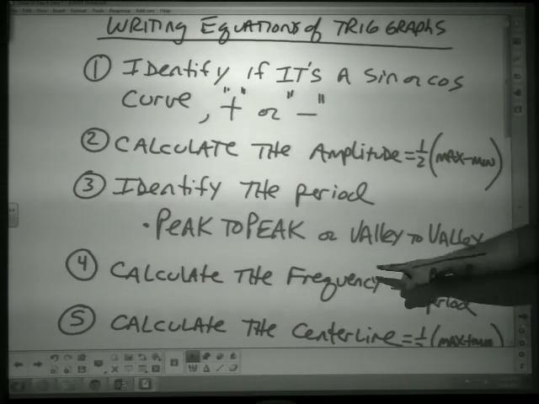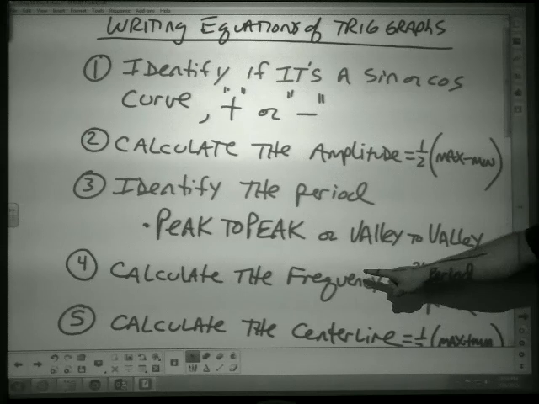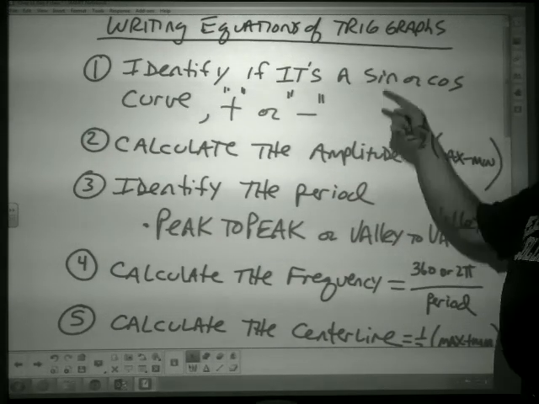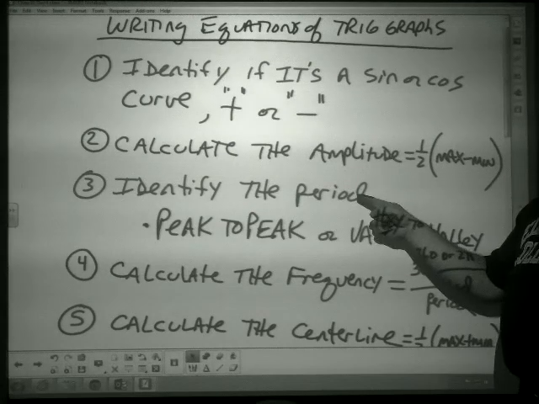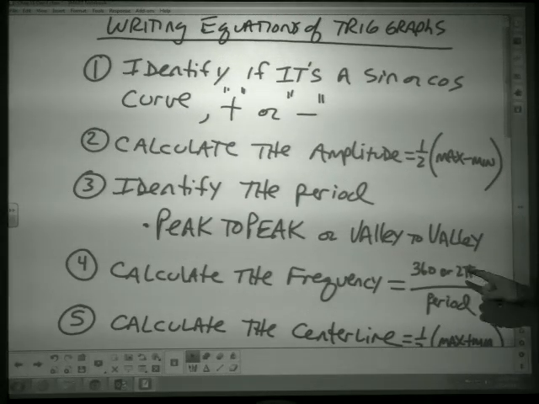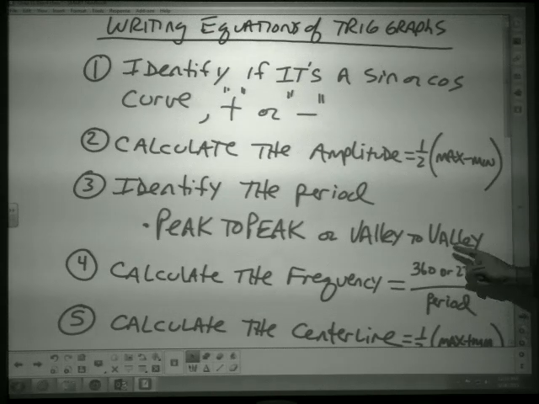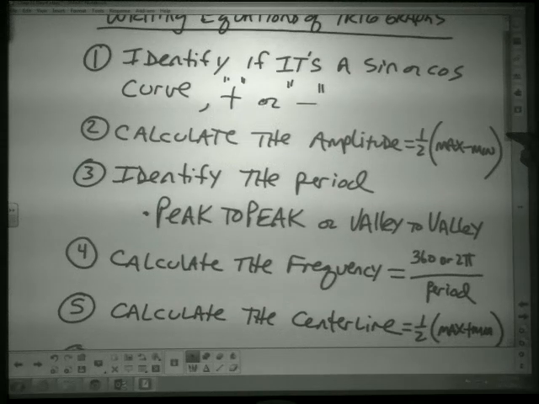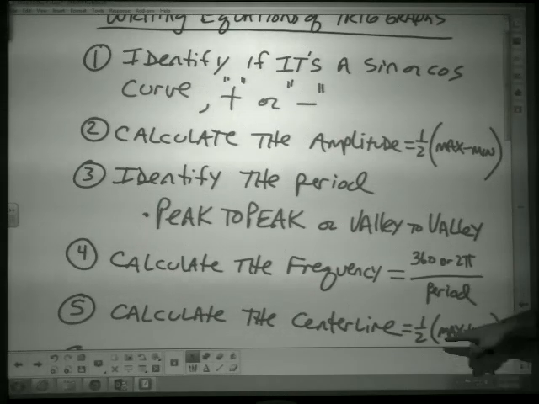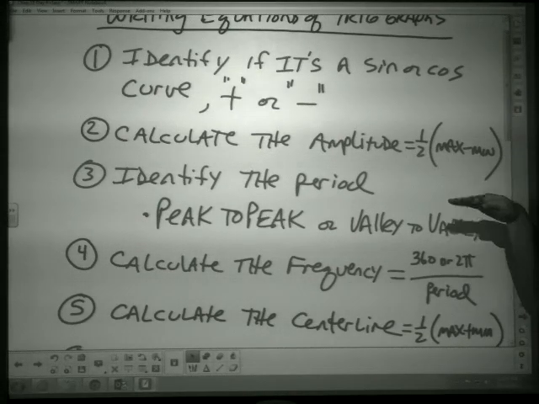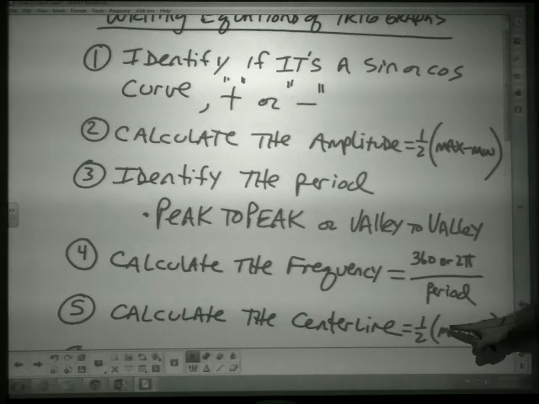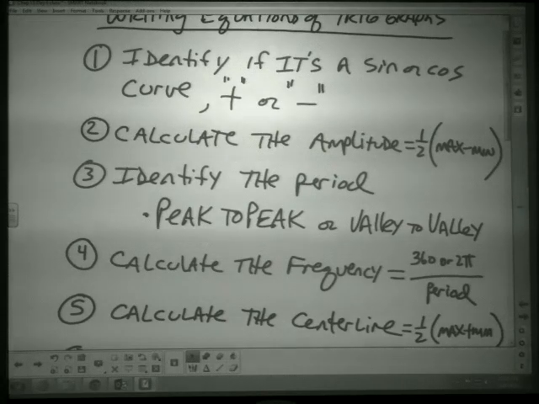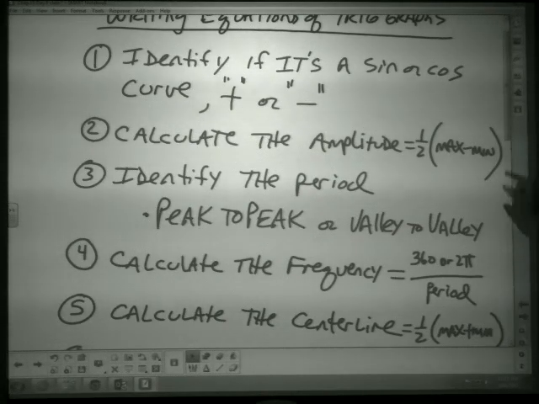Calculate the frequency. So when we graphed them, we knew the frequency and we calculated the period. To get the equations, we have to find the period and calculate the frequency. And the frequency is either going to be 360 or 2 pi over the value we got for the period. We have to calculate the center line. Now, if the center line is at 0, that's real easy to see. Otherwise, you take your max plus your min and take half of that, and that will be your center line. You're taking your average.